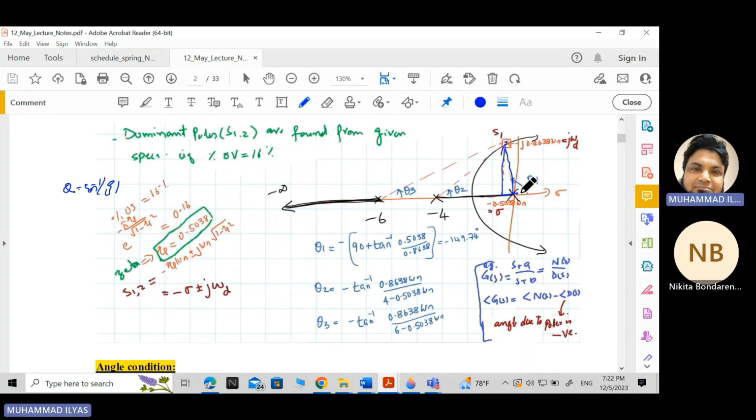This angle is calculated as theta1, then theta2 is calculated from this triangle, and theta3 is calculated from this triangle. There are three right-angle triangles, so we can calculate theta1, theta2, theta3. You got the idea how to calculate this? Because we have the imaginary part and the real part, we use arctangent. This length is 4 minus this one, and this length is 6 minus this one. So from here we can calculate omega n.